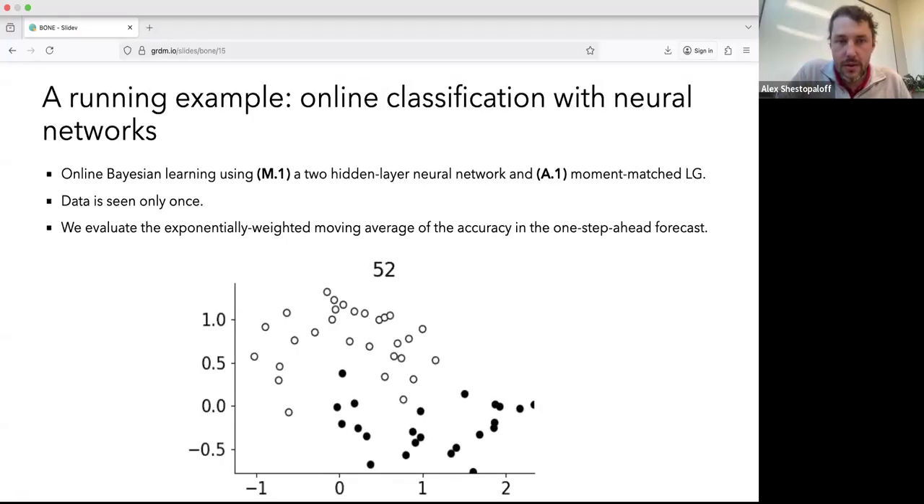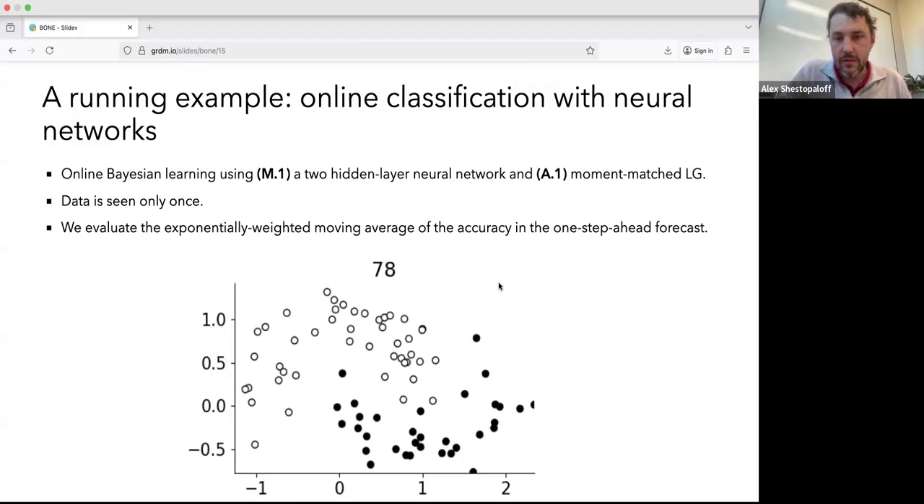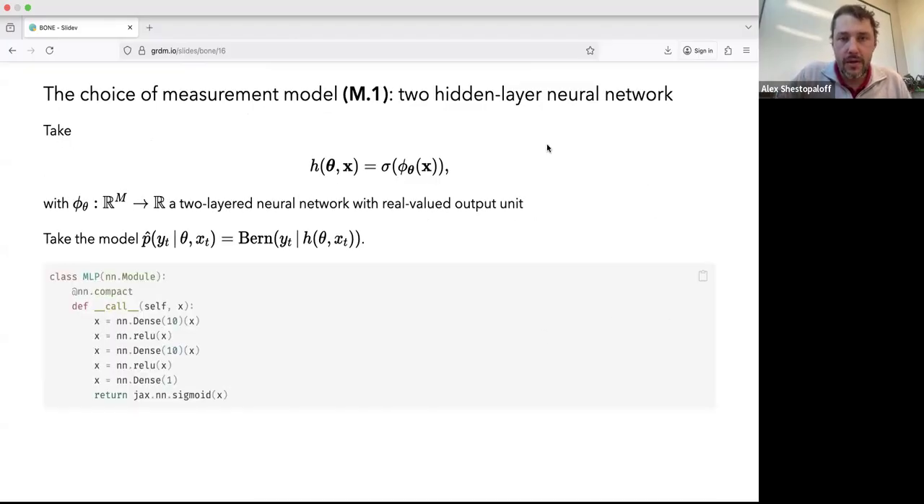And here, data is only seen once, and what we want to do is classify points coming from either the black dots or the white dots class into the correct class, and this of course entails learning a decision boundary. Okay, and we can evaluate the exponentially weighted moving average of the accuracy in the one step ahead forecast. This example we'll come back to, but these are the points from the white class, these are the points from the black class, and our goal is to learn some kind of decision boundary between them online, assuming that you observe the points as they come in and you see all of the points only once. Okay.